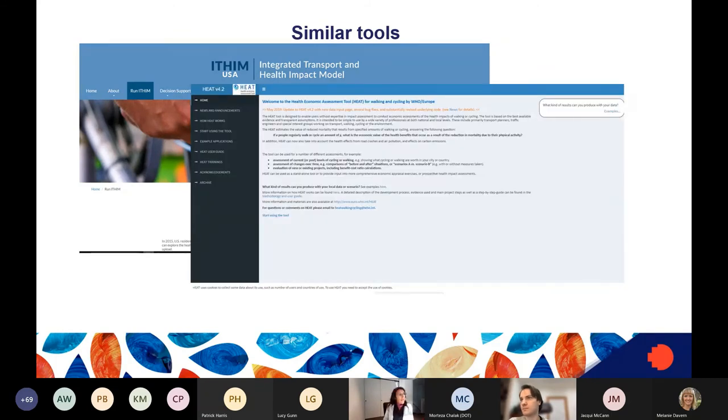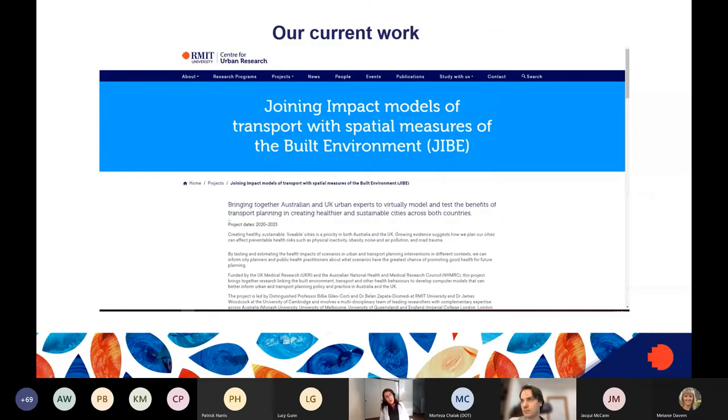And then many of you might be familiar with the Health Economic Assessment Tool, developed by the World Health Organization for the European region, where they allow users to quantify the impacts of changes in transport mode. They include physical activity, air pollution, road injuries, and also greenhouse emissions. I know that the WHO group behind the HEAT tool is now developing a global tool for all countries. We're also working on this space.